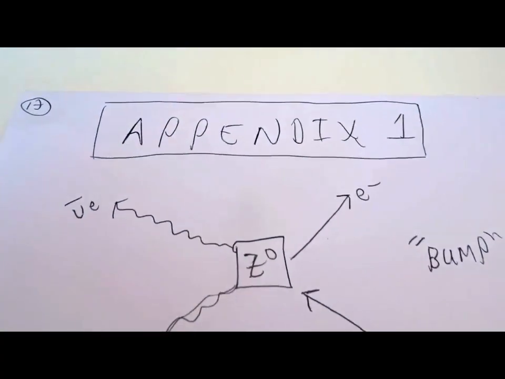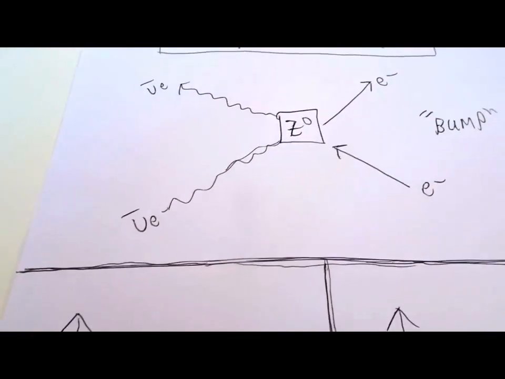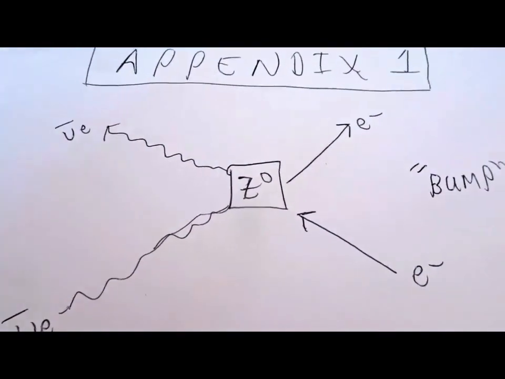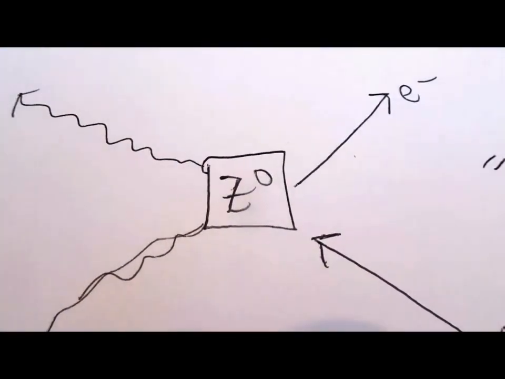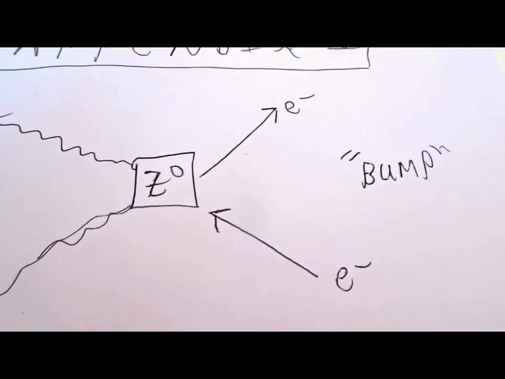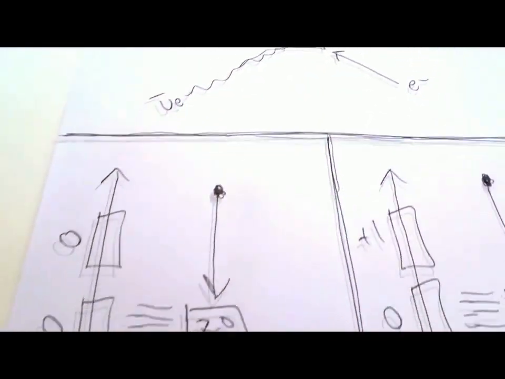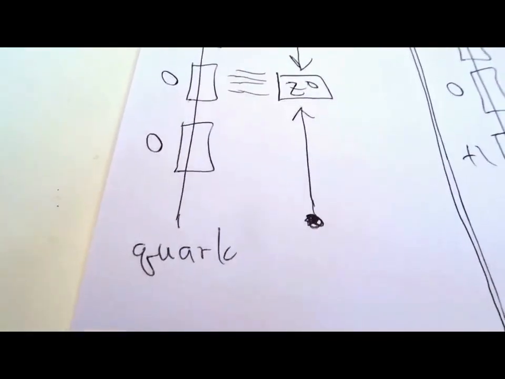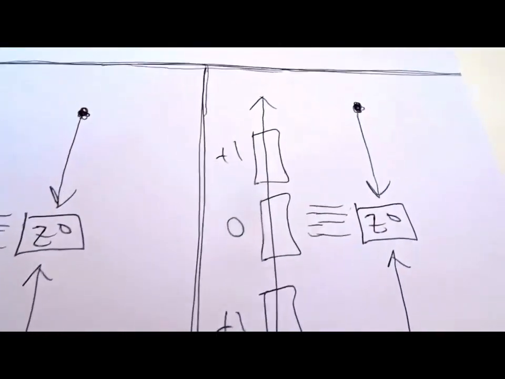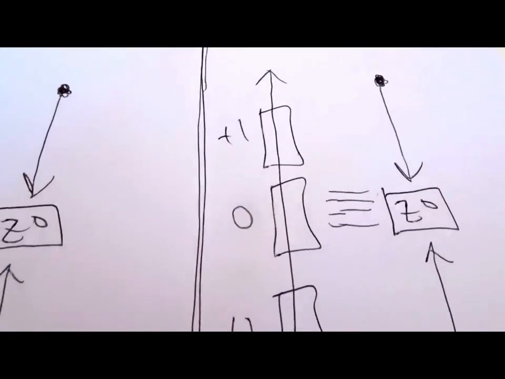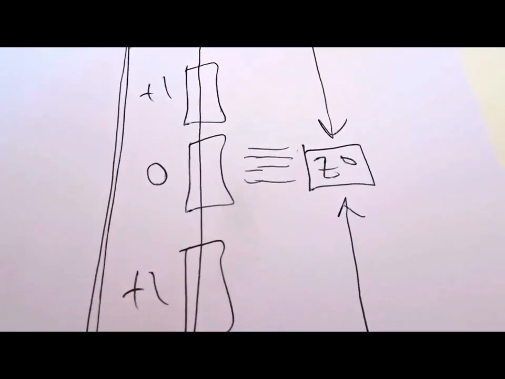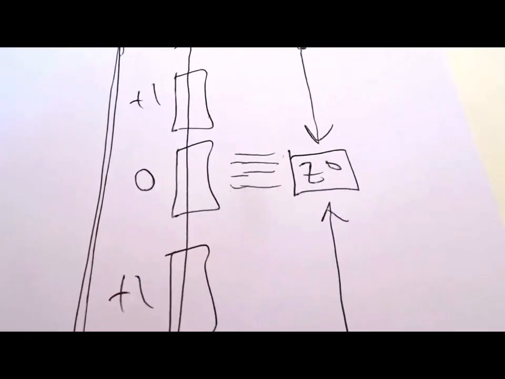Just as a brief appendix, it's well known that neutrinos can bump electrons and make them change path by changing to a massive Z0 particle temporarily. And you'll see the electron change course. Thus, it's quite reasonable for a quark of zero charges, like we saw earlier, to form a Z0 particle temporarily, or a quark with charges, say, plus 1, 0, plus 1, to form a Z0 temporarily during the part of the time when it has no electrical charge.